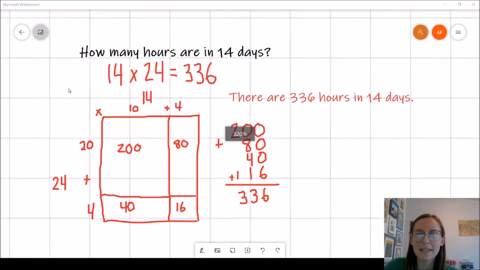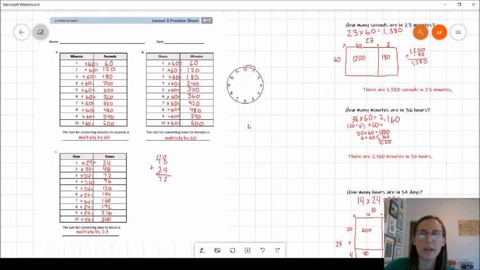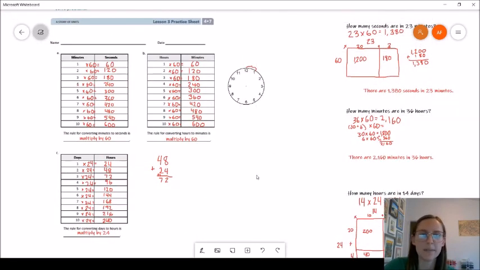When you complete your lesson 3 problem set, you're going to keep working with these time unit conversions, and you are going to be completing questions 1 and 2 in your lesson 3 problem set. We're looking forward to seeing your work.